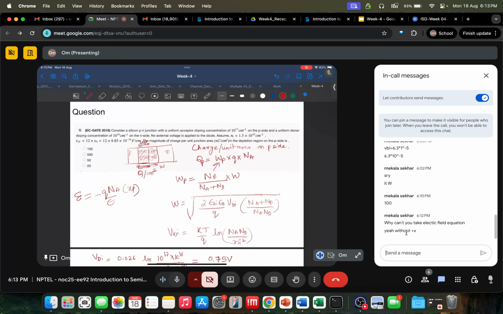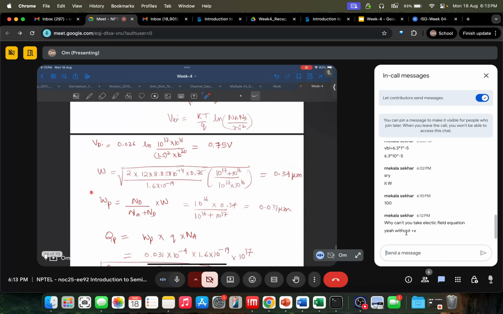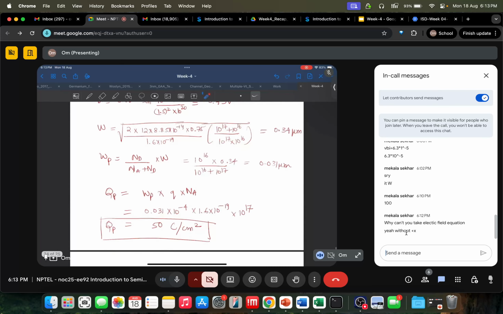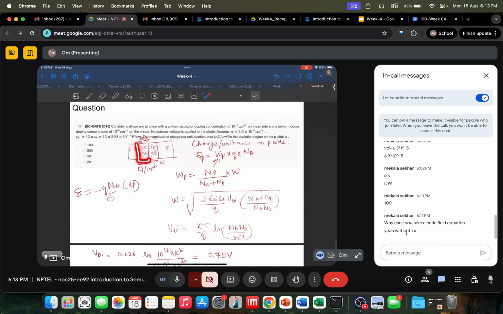But anyways, you need to calculate XP, right? And XP you can only find when you know W. This is what we have found here, right? This is XP only. W is same as XP. But at the end, what you need is the total charge on this side. That will always be XP into Q into NA. This you cannot change. There's no other way to find this.